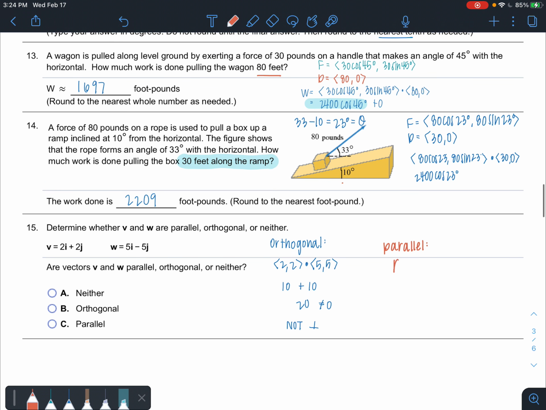We're going to take our slope of v, so that's going to be our j over our i. So we're going to do 2 over 2, and we get 1. Same thing for w. We get 5 over negative 5, which is negative 1. 1 is not equal to negative 1, so they're not parallel. So the answer is that they are neither.